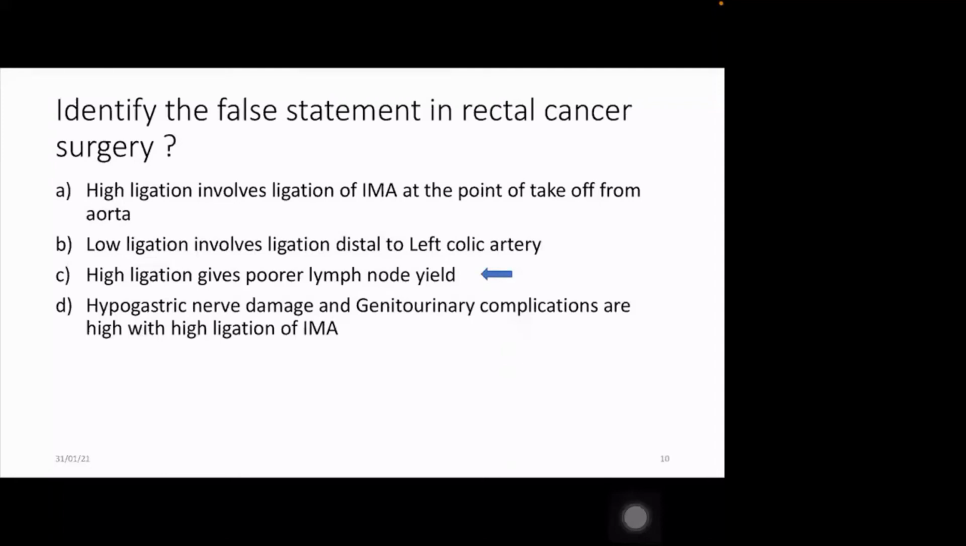Hypogastric nerve damage and genitourinary complications are high with high ligation of IMA. True or false? True, sir. True. Excellent. Fine.